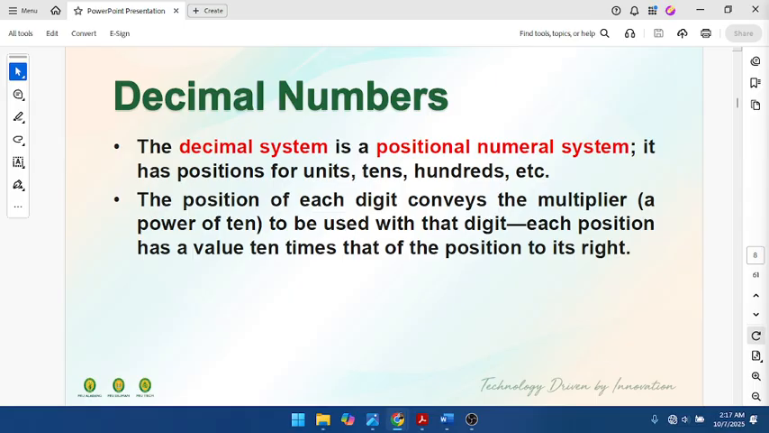For the second point, we explain the mechanics: the position dictates the multiplier to be used for that digit. The multiplier is always a power of 10. A simple way to think about it is that each position is 10 times more valuable than the position immediately to its right. For example, let's use the number 582.